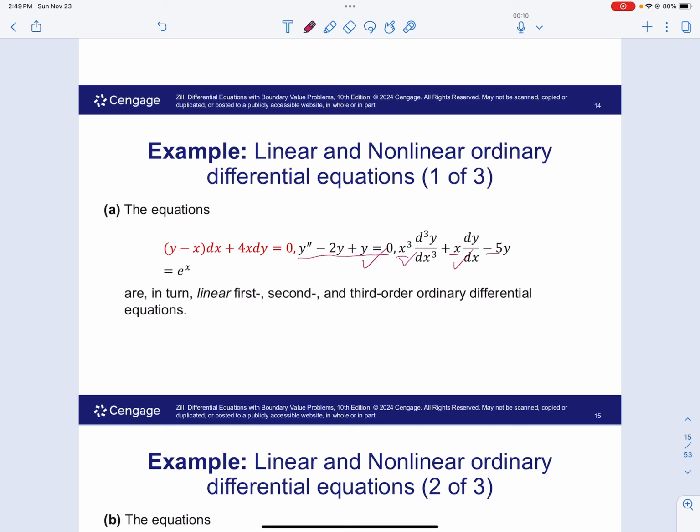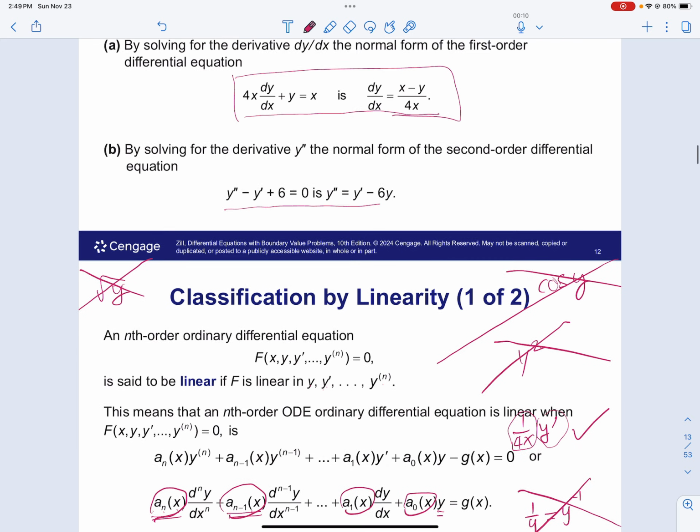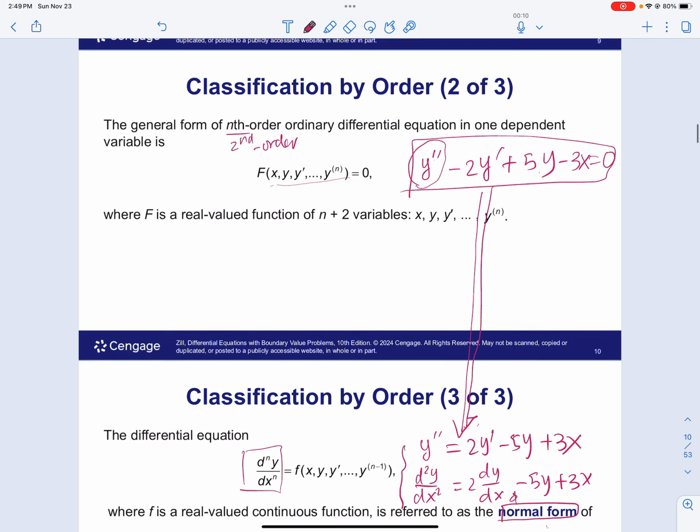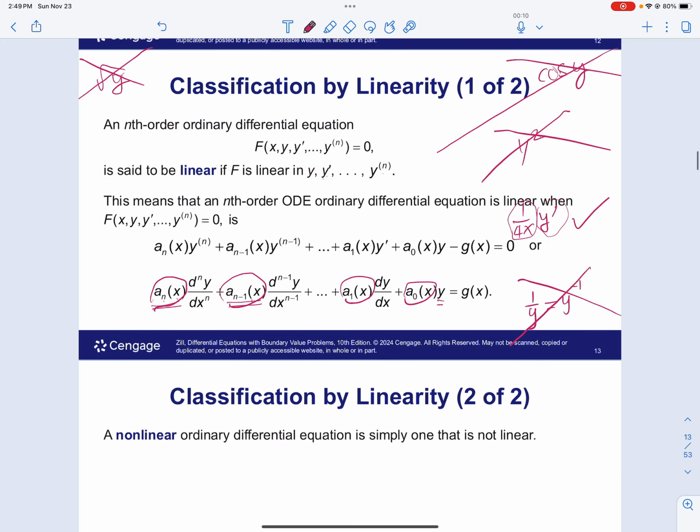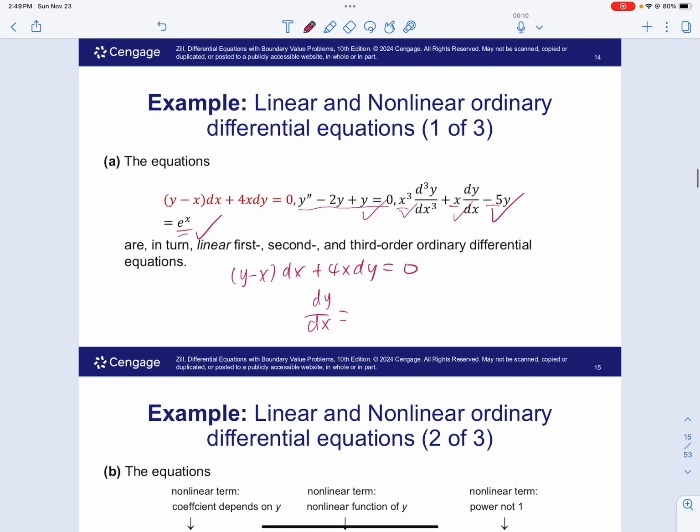Are you with me? A constant is always included. So -5 is okay, and e to the x is also a function of x. But for the first one, what will this be? y minus x dx plus 4x dy equals 0. What do we do? We can write dy over dx equal to what? Do you guys remember? I did this example. What did I get? 1 over 4x minus y, which is 1 over 4 minus 1 over 4x times y.